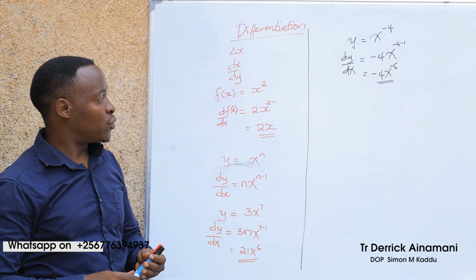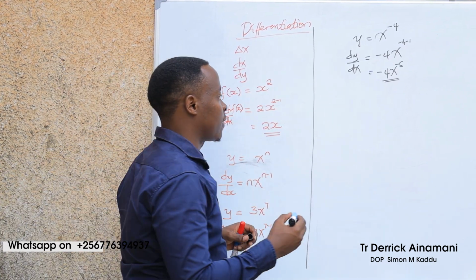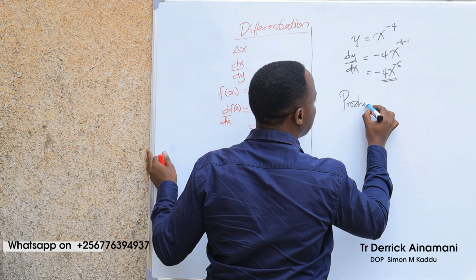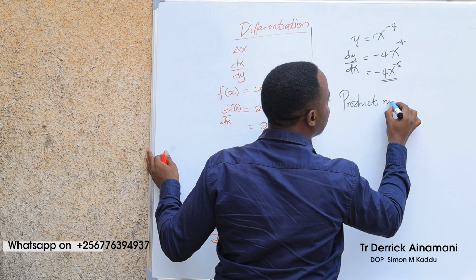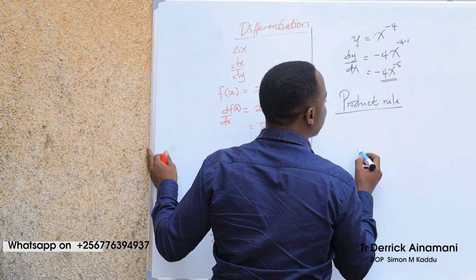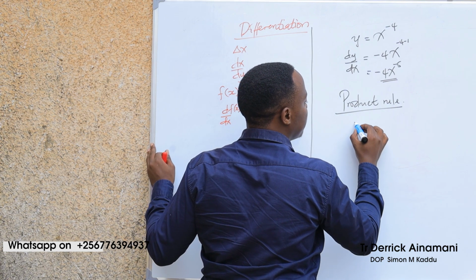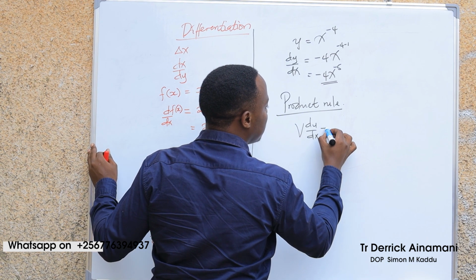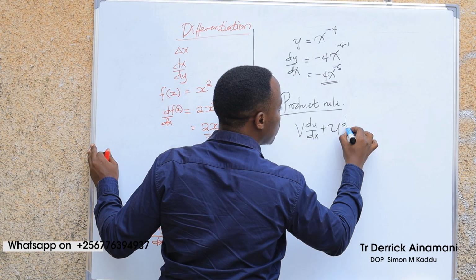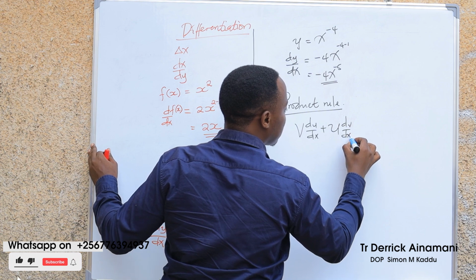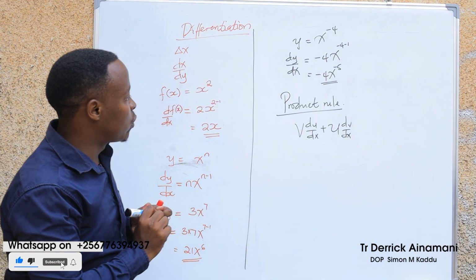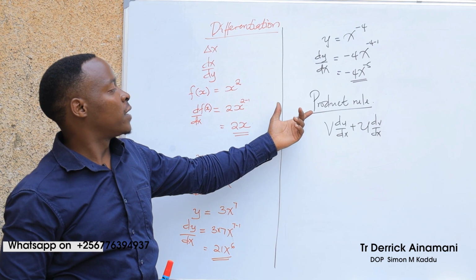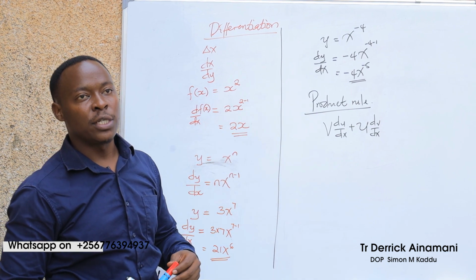Now, I would like to introduce something called the product rule. The product rule is v du/dx plus u dv/dx. The product rule works when you've been given a product to be differentiated.